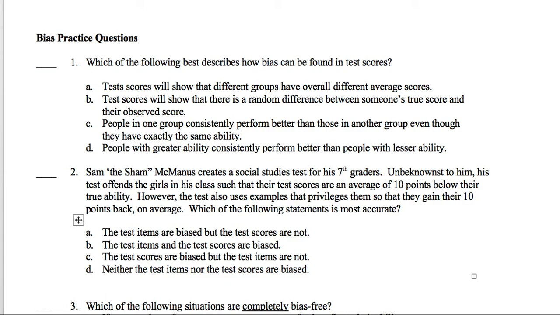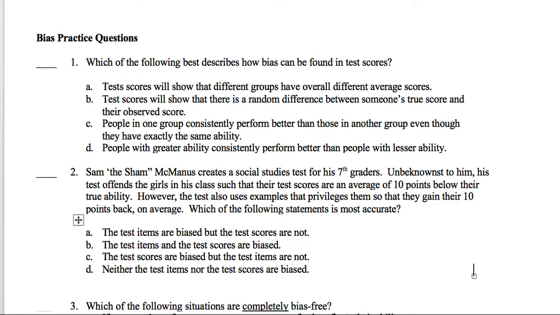So question 1, which of the following best describes how bias can be found in test scores? A, test scores will show that different groups have overall different average scores. B, test scores will show that there is a random difference between someone's true score and their observed score. C, people in one group consistently perform better than those in another group even though they have exactly the same ability. And D, people with greater ability consistently perform better than people with lesser ability.